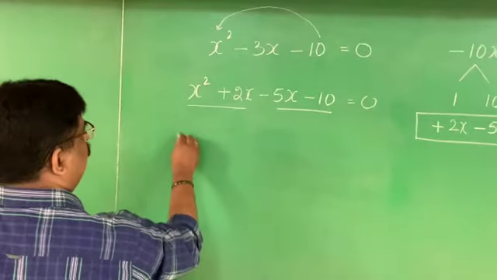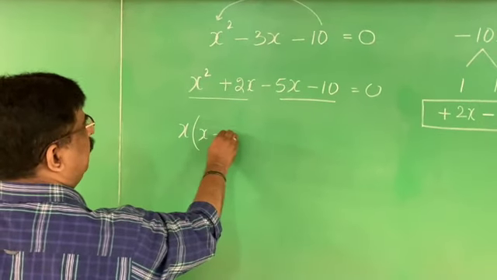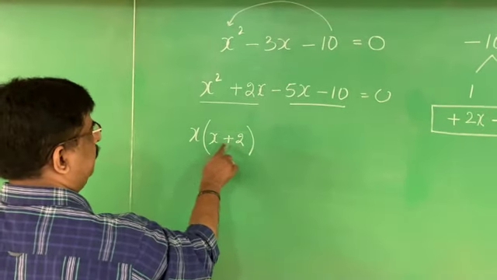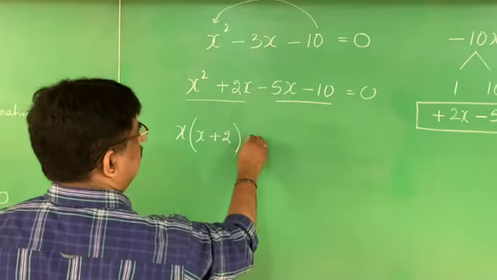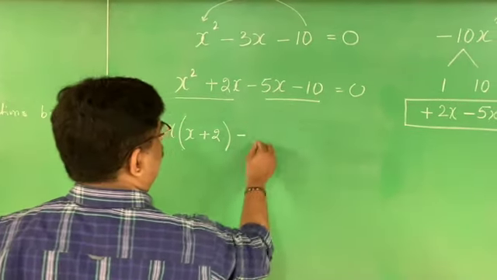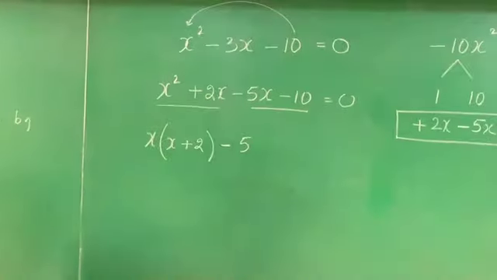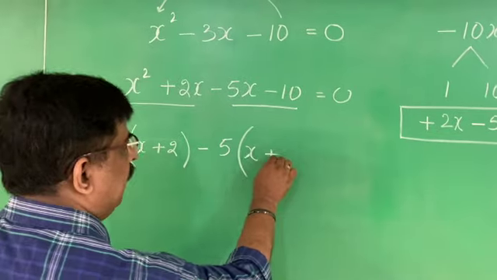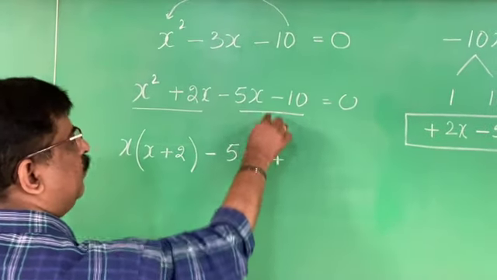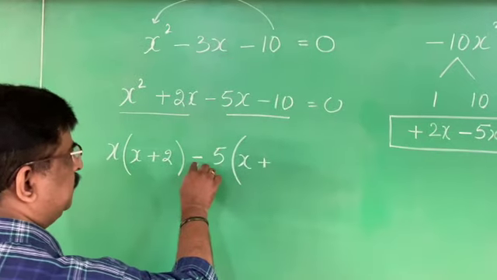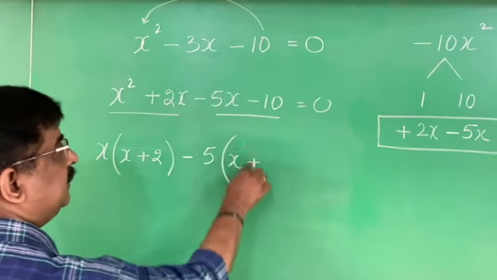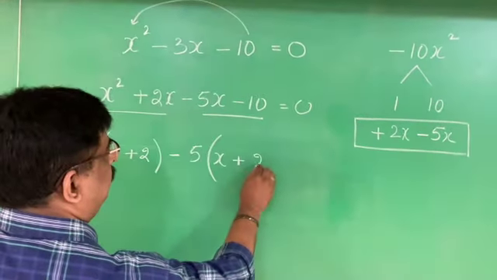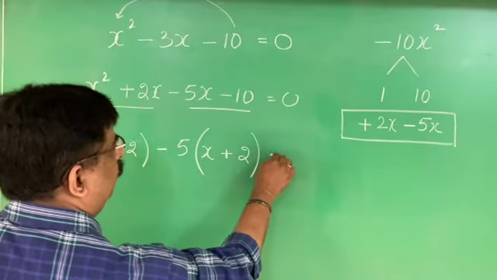Common factor between the first two is x. It becomes x plus 2. When you remove x from this first term, inside the bracket we get x plus 2. Sign is minus. Common factor between these two numbers is 5. Then what is left here? X. To get minus, you have to write plus only. Because if you write minus, minus into minus becomes plus. To get minus here, you should write plus. 10 divided by 5 is equal to 0.